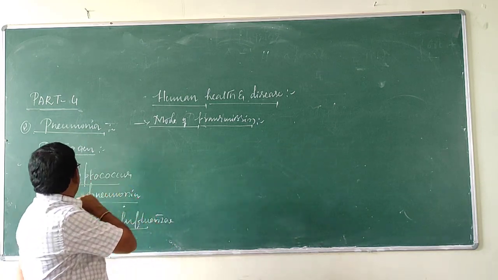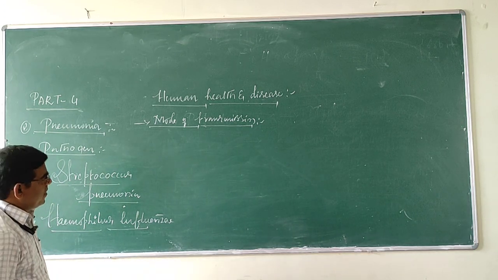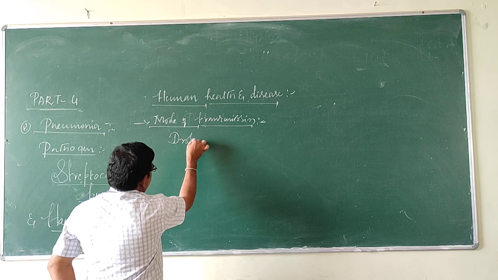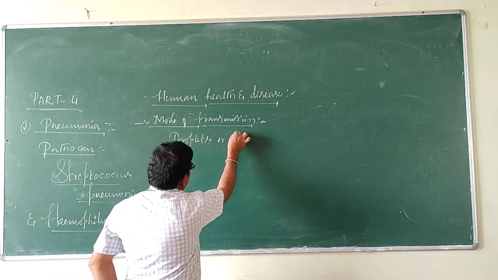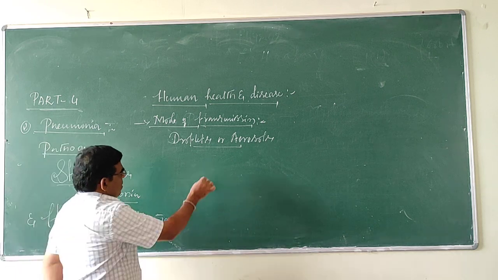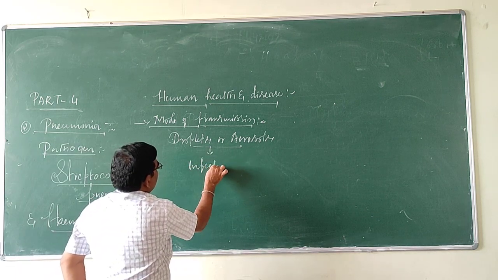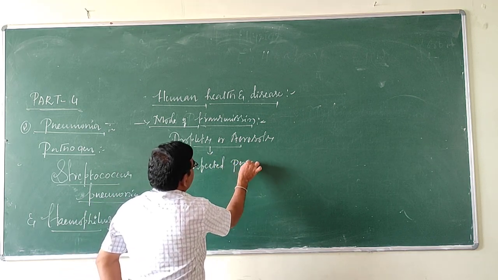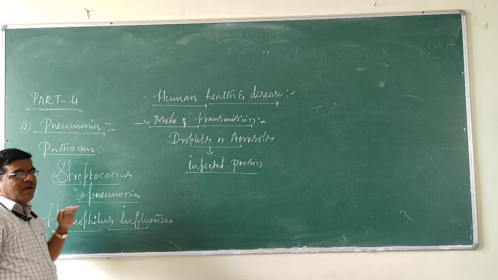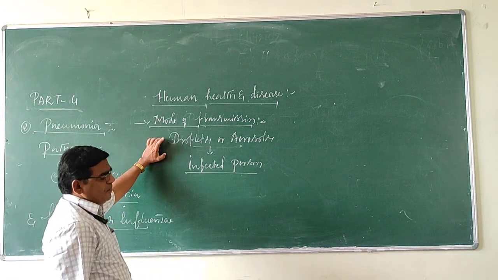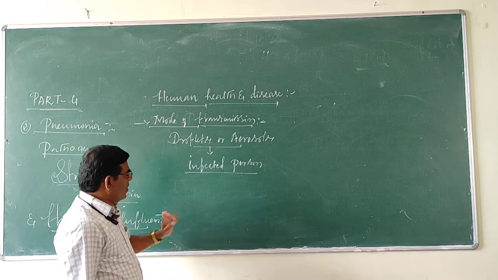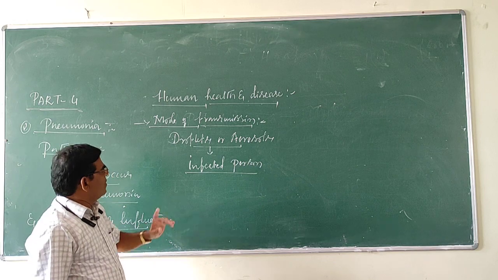But pneumonia is spread through droplets or aerosols of an infected person. The pathogen Streptococcus pneumoniae or Haemophilus influenzae is transferred from one person to another by droplets or aerosols released from the infected person. Okay, this is the mode of infection.